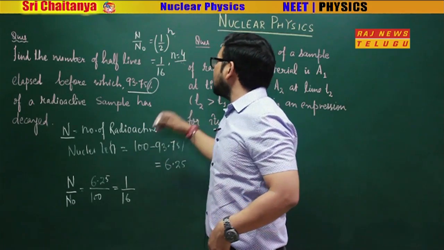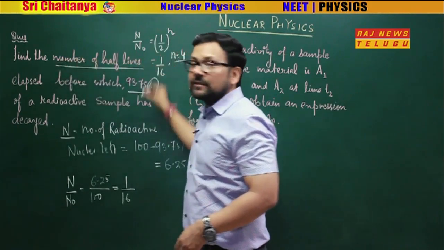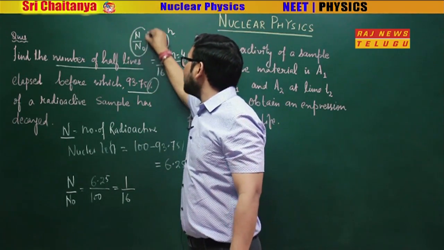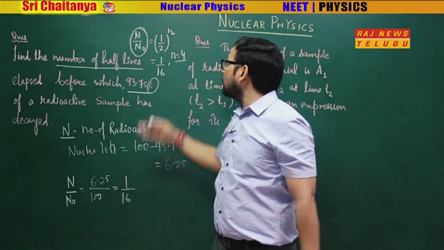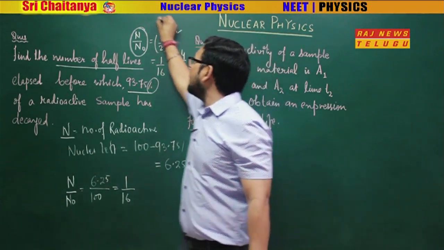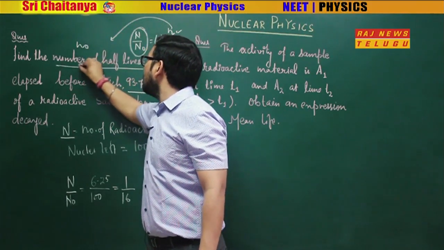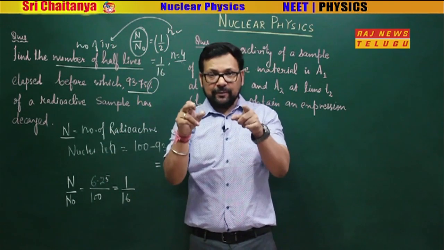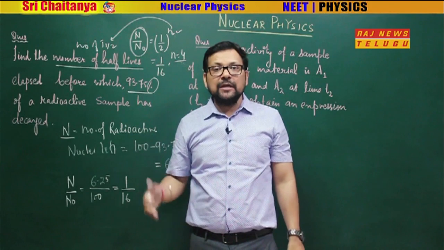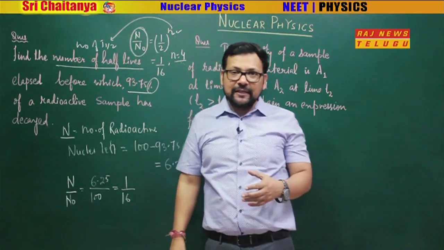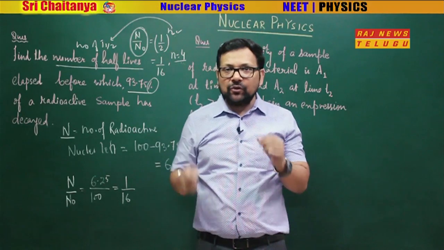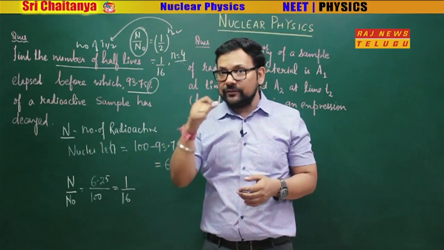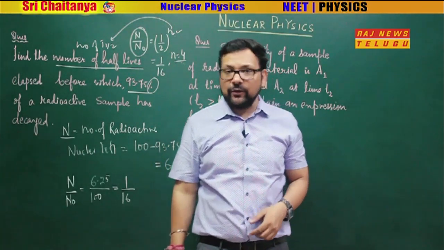So what was the question asking? Find the number of half-lives, and the number of half-lives is 4 here. So what you have to do is just calculate N by N naught and equate it to 1 by 2 raised to power n, where n is the number of half-lives. Keep the formula in mind. And if a question gives the percentage decayed, always look for the number of radioactive nuclei actually left. That was used in the decay law of radioactive decay.